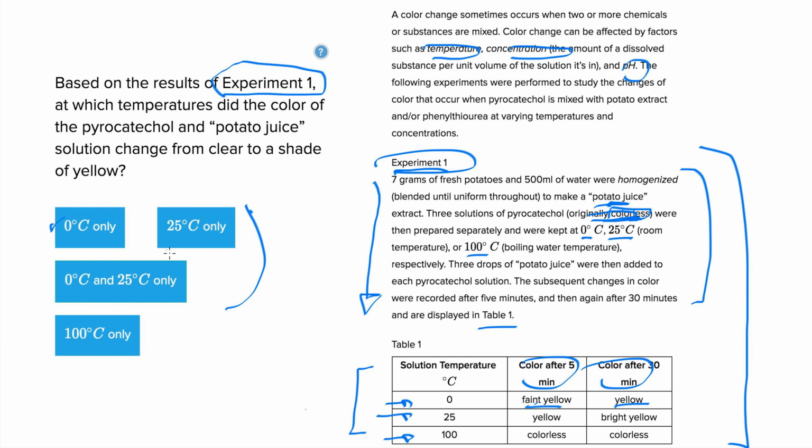Let's see if we found something better. We're going to cross something out. 25 degrees only. Well, 25. Remember, the original was colorless, and then after 5 minutes, we again got yellow. After 30 minutes, bright yellow, but still yellow. So we went from colorless to yellow also at 25.